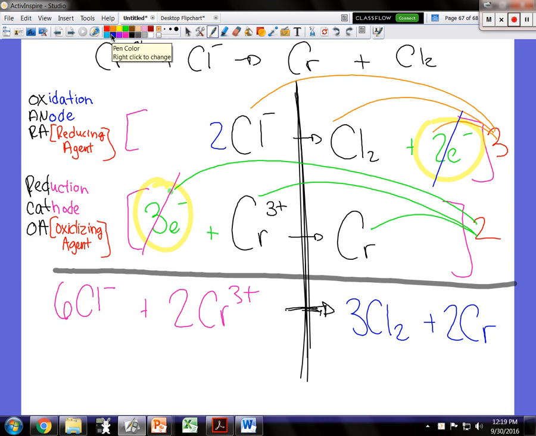Kind of out of room. If you guys got some room, I'll do it in orange right here. I always write A, C, and E, and I just check them off as I go. Okay. So I've got 6 Cl's on the left, and how many on the right? 6. I've got 2 Cr's on the left, and how many on the right?